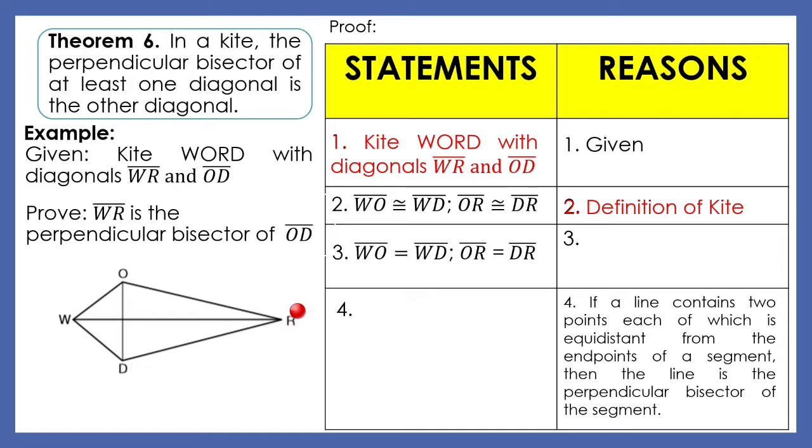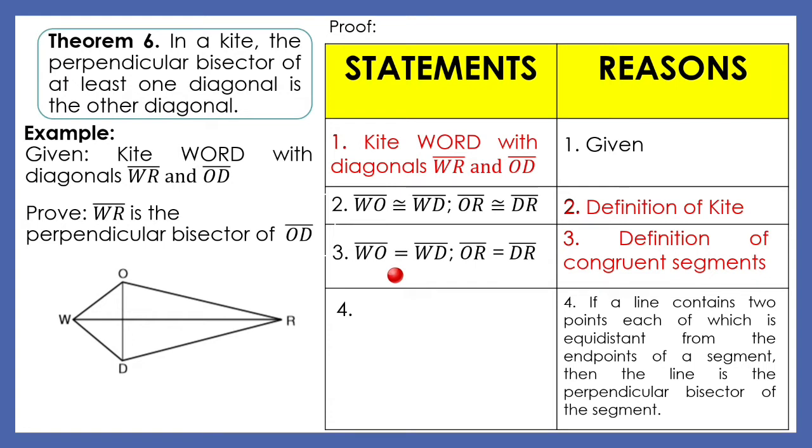For number 3, line segment WO equals line segment WD and line segment OR is equal to line segment DR. Our reason is by the definition of congruent segments. Since kanina sa statement number 2, they are congruent, so they have equal length or the same length.